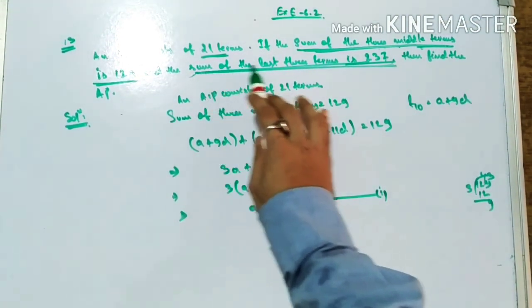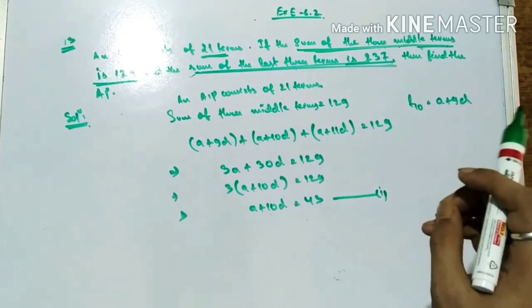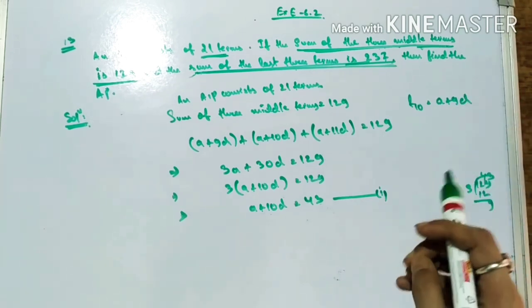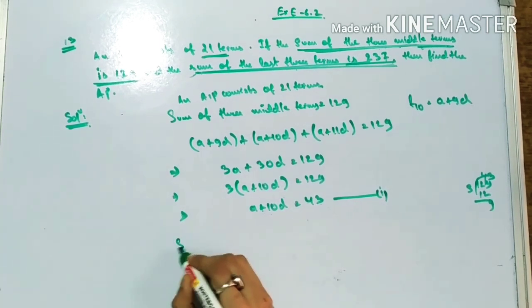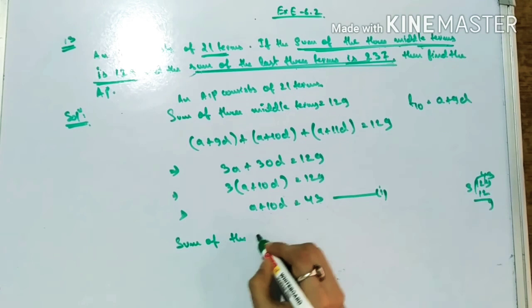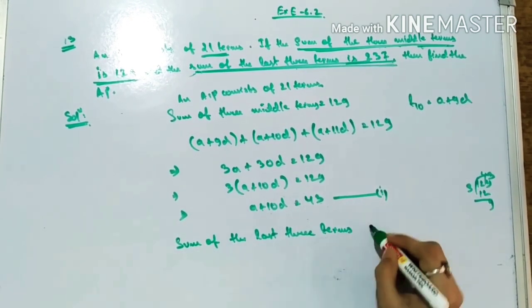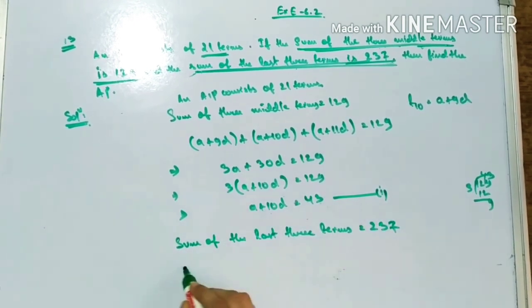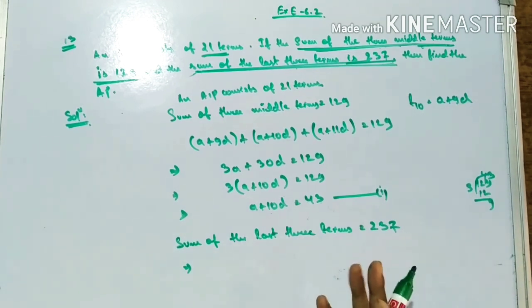And next, what is given? Sum of the last three terms. Sum of the last three terms, that means what? Total number of terms is 21 there. The sum of the last three terms will be the 19th, 20th and 21st terms. These three terms will be the last three terms of the AP. So again it is given that the sum of the last three terms is 237, and the last three terms are the 19th, 20th and 21st terms.